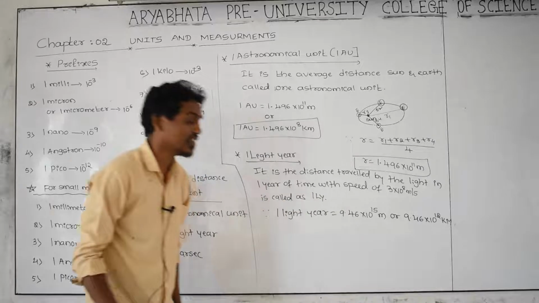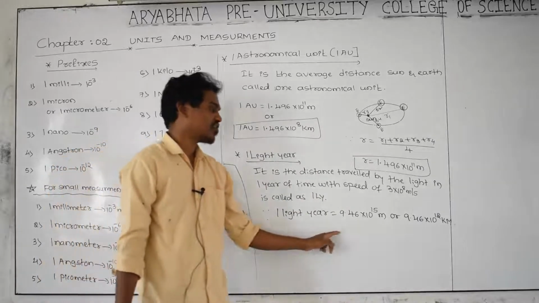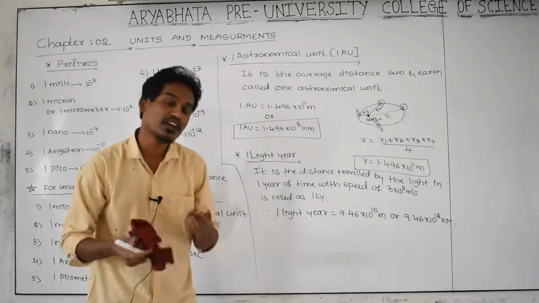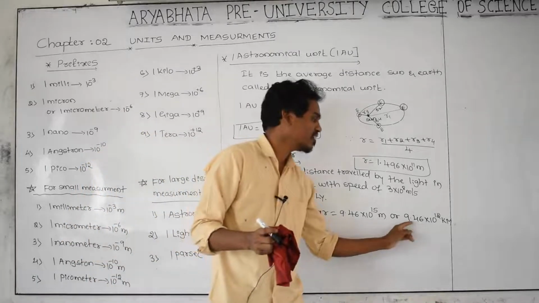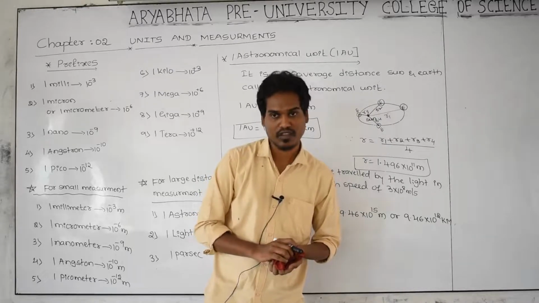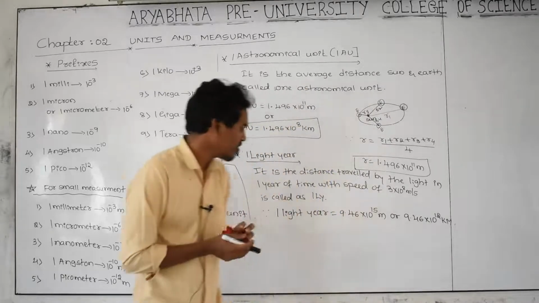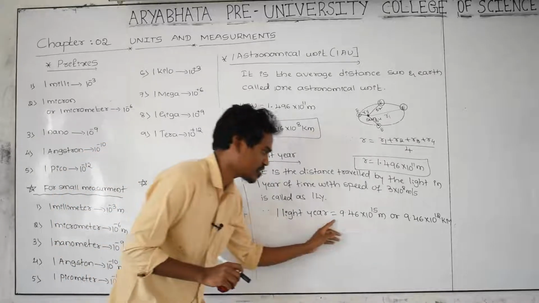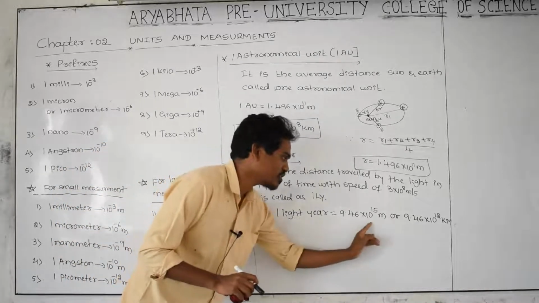That's why 1 light year is equal to 9.46 into 10 to the power of 15 meter. But if you convert in terms of kilometer, 9.46 into 10 to the power of 12 kilometer. Are you getting the meaning of what I am saying here? 1 light year is nothing but the distance. How much? This much. 1 light year is equal to this much distance.